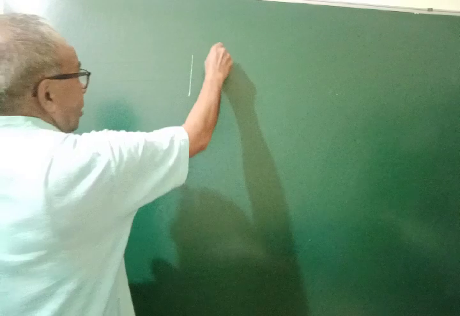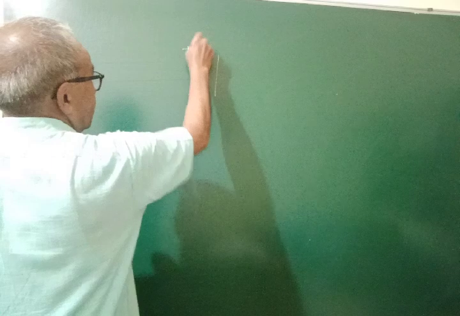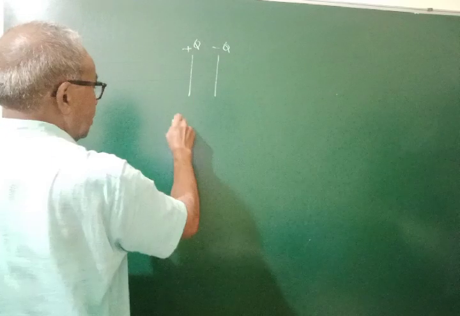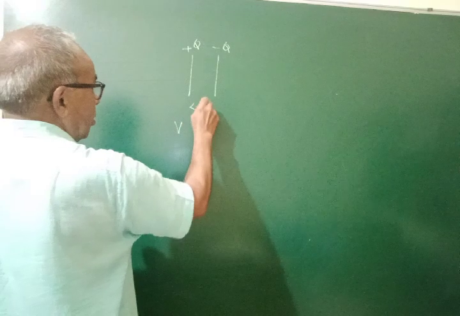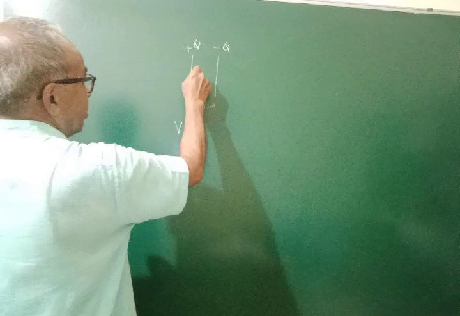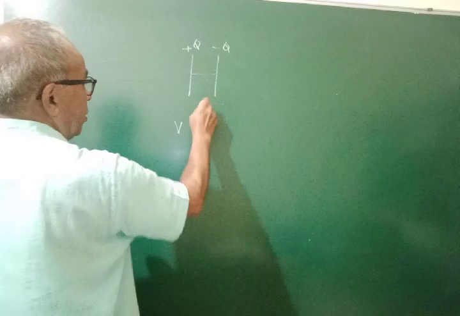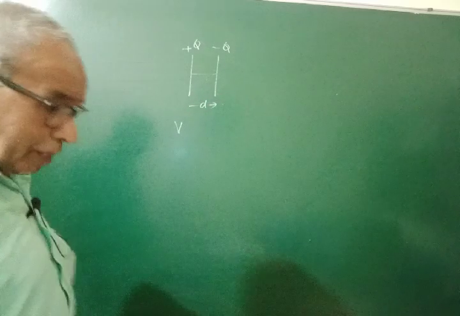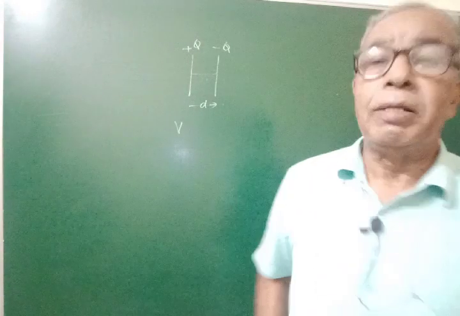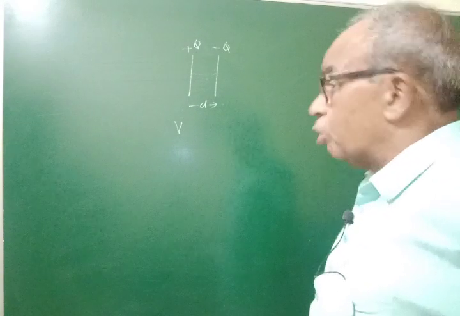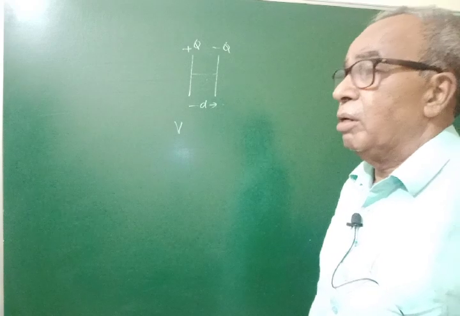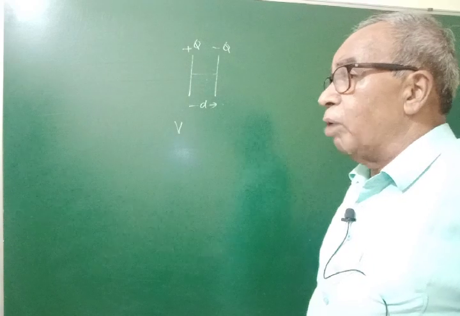Now there is one thing more. If this is a parallel plate capacitor having charge plus Q and minus Q, it has potential difference V, with distance D between the plates. Now if I double the distance, then will the potential energy stored increase, decrease, or remain the same? What do you think?